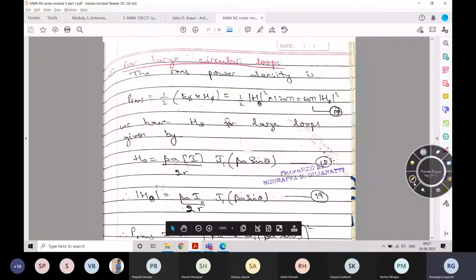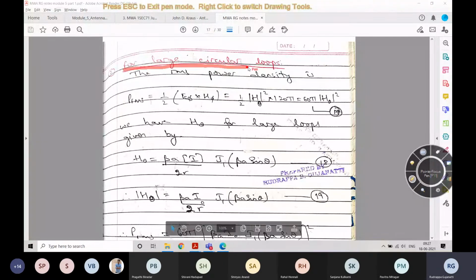So now let us have a look at what is the radiation resistance of the large circular loops. Again, we consider the average Poynting vector, that is S_R, which is given by half into E phi cross H theta, it's complex. When we simplify this parameter, we end up with this equation, that is half into magnitude of H theta, its square, into 120 pi. So this is again based on the previous discussions.